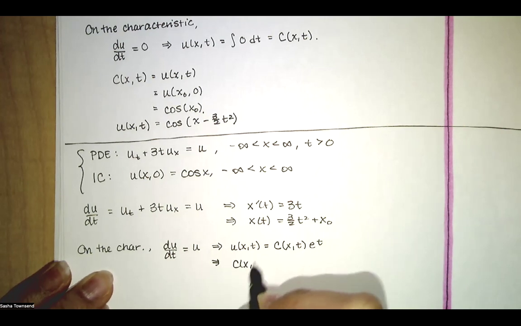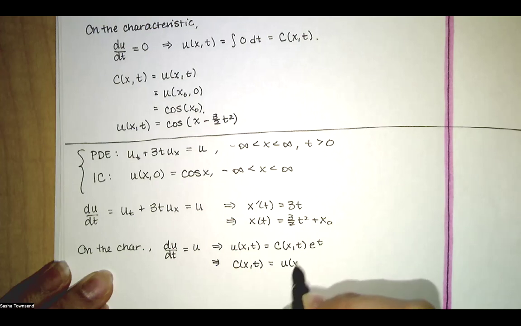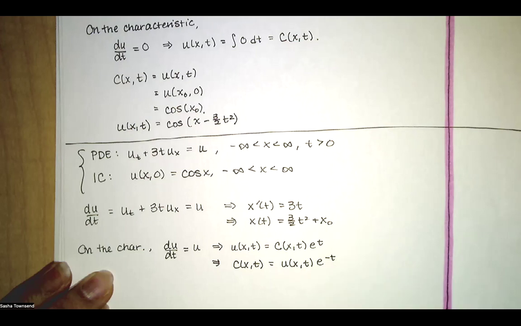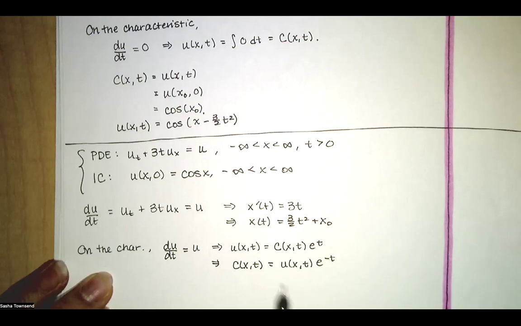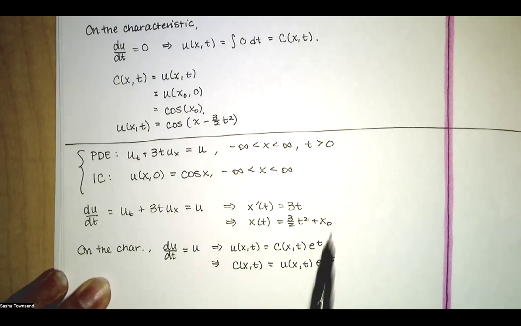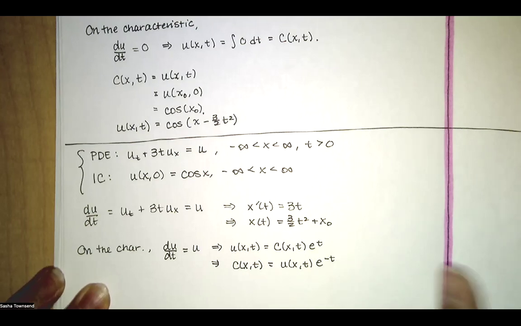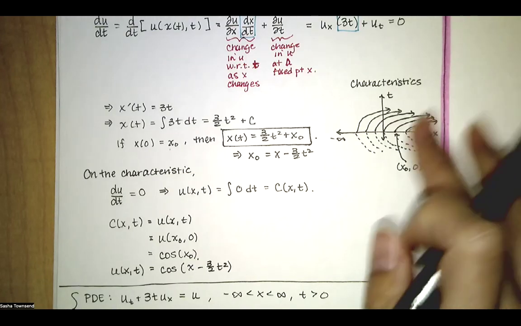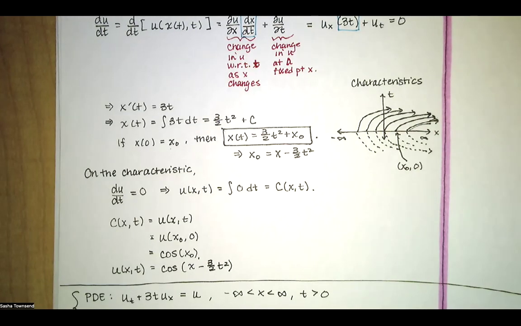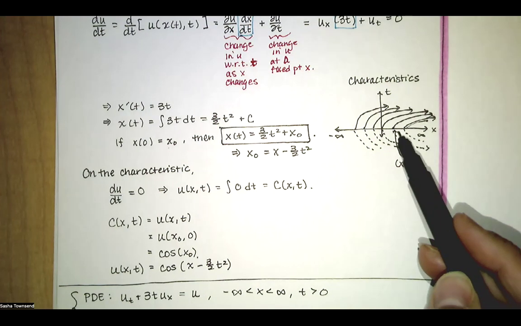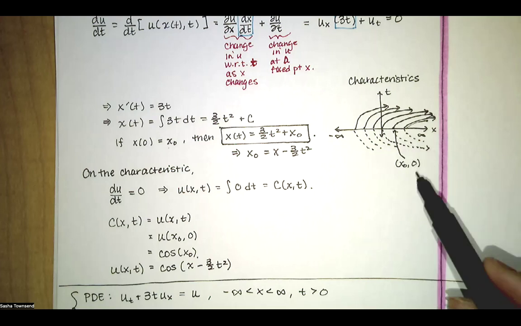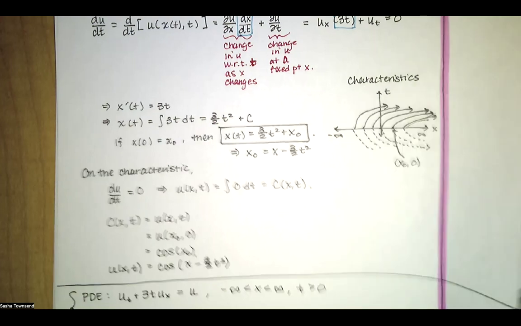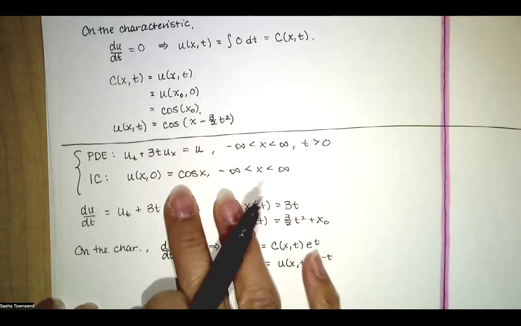So we have c of x and t is equal to u of x and t divided by e to the t, or multiplied by e to the negative t, same thing. And then we're going to say when we're on the characteristic, this is equal to a constant. So we can pick any point on the characteristic and plug that in, and that's going to give us the value of the constant on the characteristic. We always choose x equals x naught, t equals 0, if that's what's given to us in the initial condition. And in this particular case, it is.